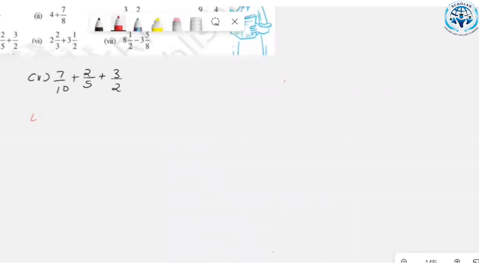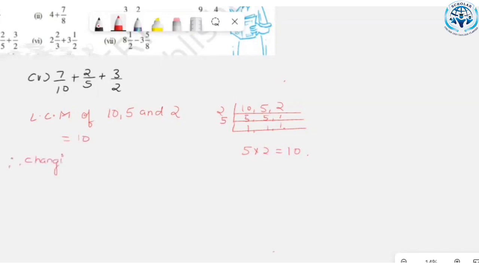These are all improper fractions. We will convert them into like fractions with the same denominator. The LCM of 10, 5 and 2 is 10. So, we will convert all the fractions with the denominator 10.